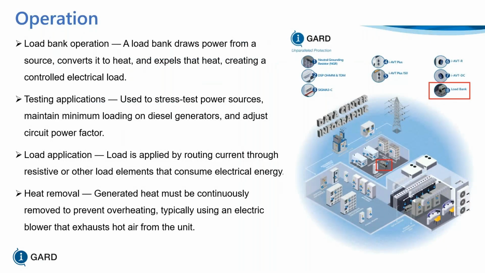So the operation: a load bank draws power from a source. Again, your source could be not solar, but a solar converter, a solar bank. You can put a load on a solar bank and find out if you can take the load of the solar power, make sure everything is good. Batteries, you can discharge capacitors through a load bank. You can have a generator, so a three-phase generator.